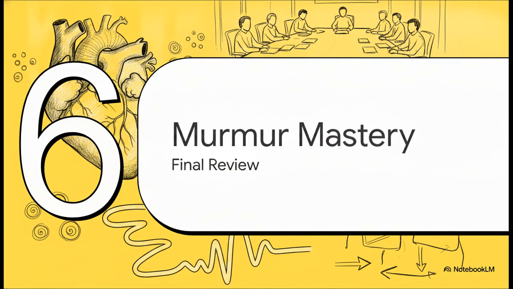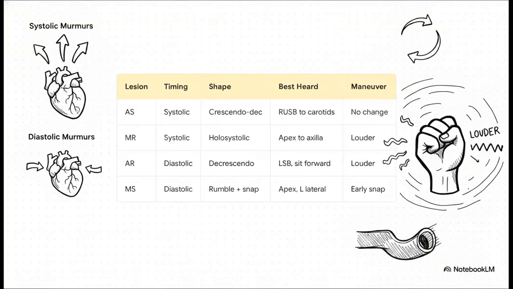Section 6, Murmur Mastery and Final Review. Putting it all together. Phenomenal work on the floor today, everyone. Let's head back to the conference room and crystallize all of this into a high-yield review. Here's your definitive murmur map cheat sheet. We've got our systolic murmurs, aortic stenosis and mitral regurgitation, and our diastolic murmurs, aortic regurgitation and mitral stenosis.